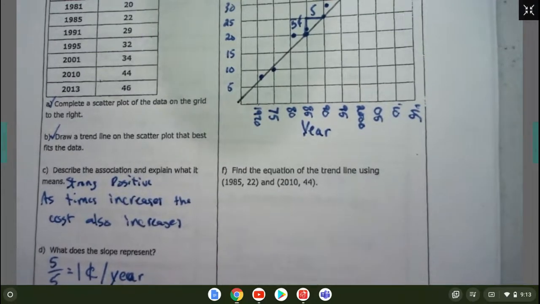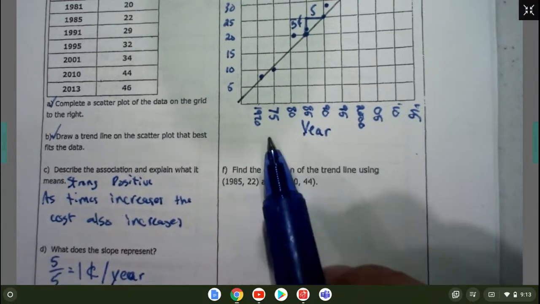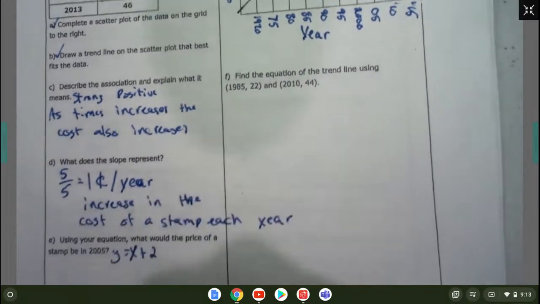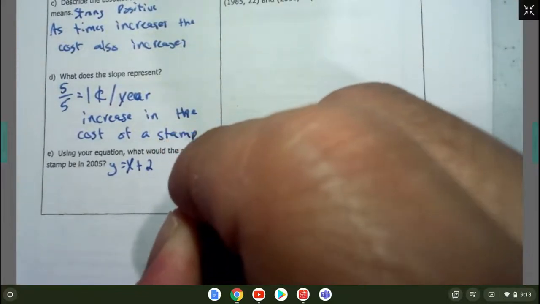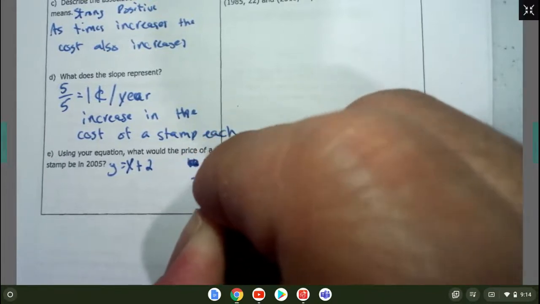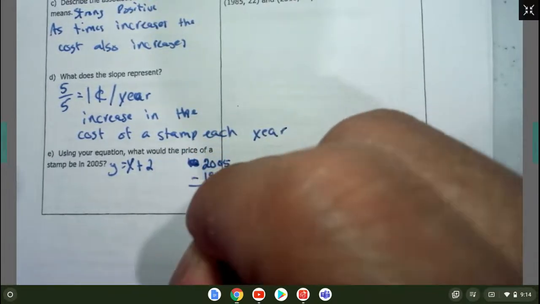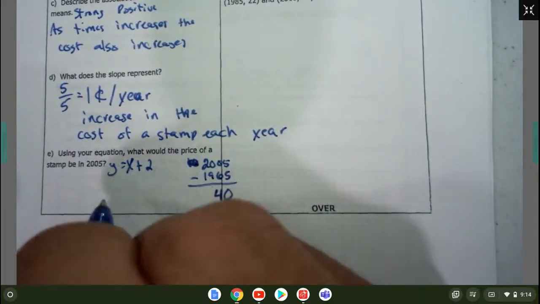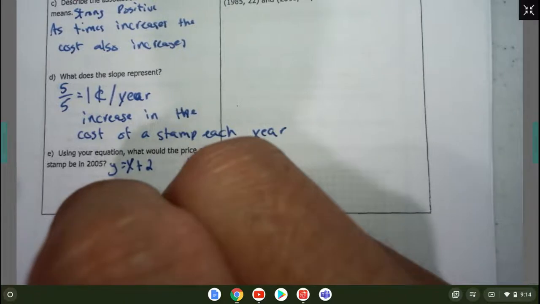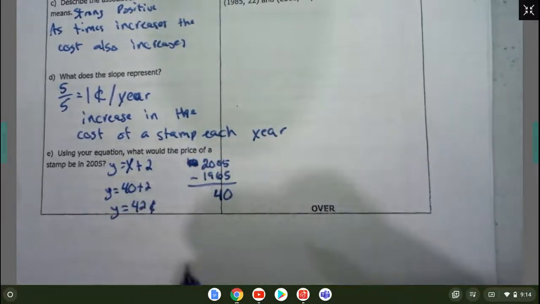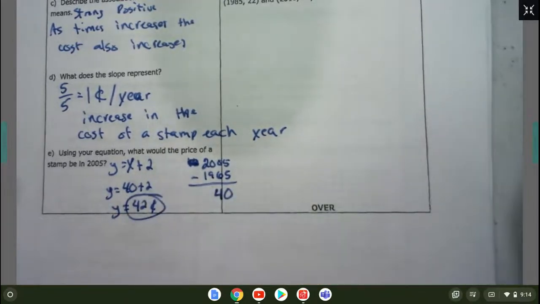What would the price of a stamp be in 2005? Oof, it's a long ways away. So we started in 1965, so we got to use that as well. So we're doing 2005 minus 1965. That's 40 years. So I need to put in a 40 right here. All right. So y equals 40 plus 2. Y is 42. That would be 42 cents, right, for that stamp.